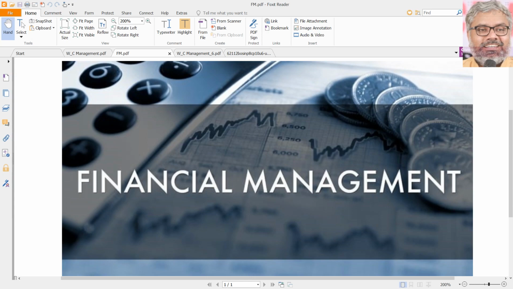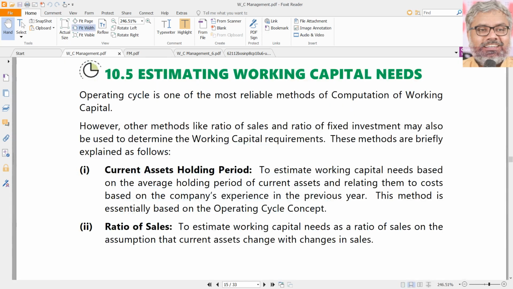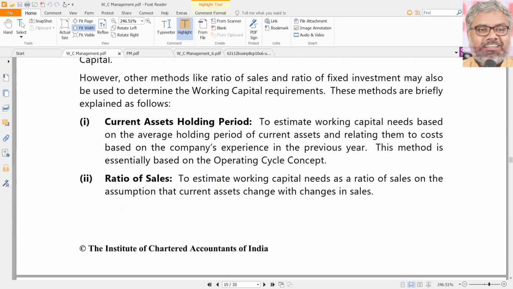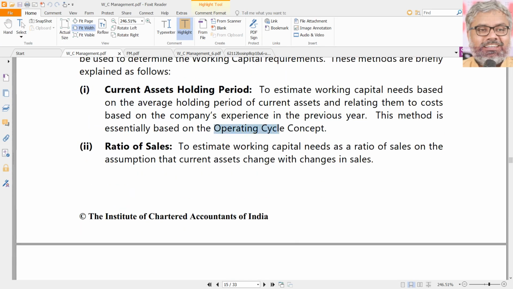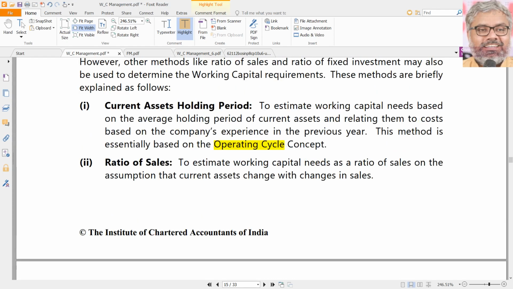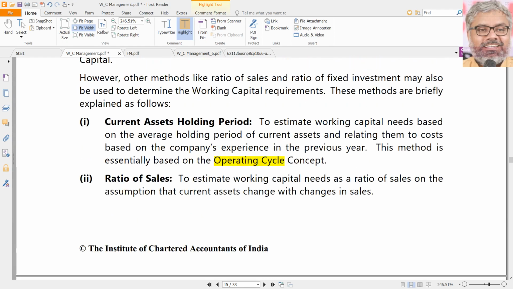But how to estimate the need and the requirement of working capital requires estimation of current assets as well as current liabilities also. For that purpose, there are multiple ways or methods which can be followed. One method is the operating cycle concept, wherein we can compute the operating cycle or working capital cycle of an organization, which is generally expressed in number of days, sometimes in months. Accordingly, how much working capital is required depending upon the overall operating cost of the organization can be estimated. That is one way of computing the requirements of working capital.